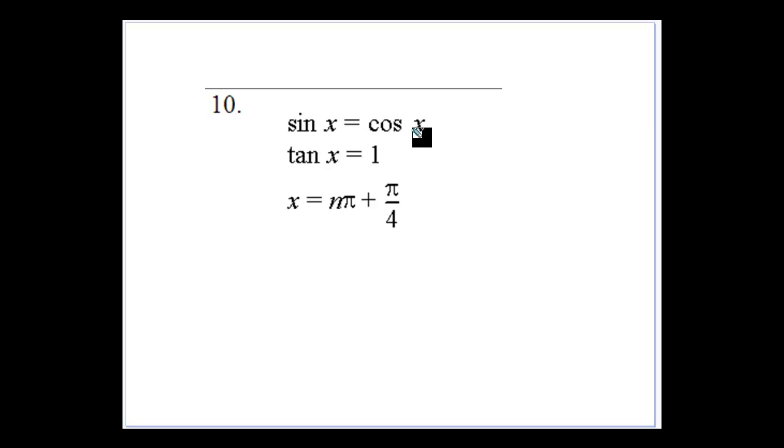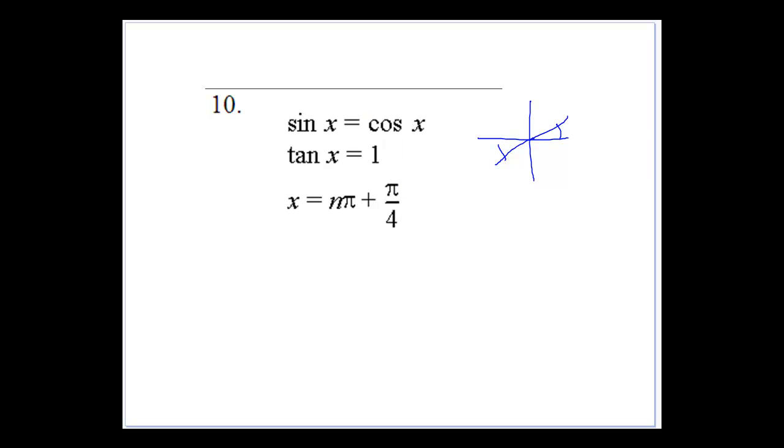Sine of x is equal to cos of x. Well, we know that would give us a situation where those two are equal when tan of x is equal to 1. Again, we're in the first and the third quadrant, so we're going to have n times pi, because it's going to put us on an axis, and we're going to add the related angle, which is pi on 4 each time.